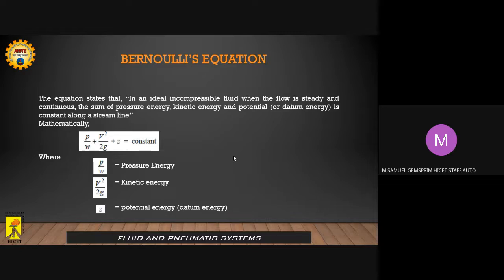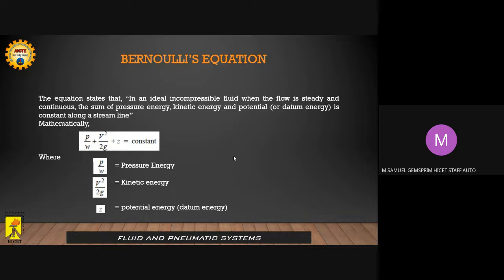Let me repeat it again. The equation states that in an ideal incompressible fluid, when the flow is steady and continuous, the sum of pressure energy, kinetic energy, and potential energy is constant along a streamline. So in a mathematical form, P by W or P by rho G, W is nothing but specific weight or weight density. So P by rho G can be also written here.